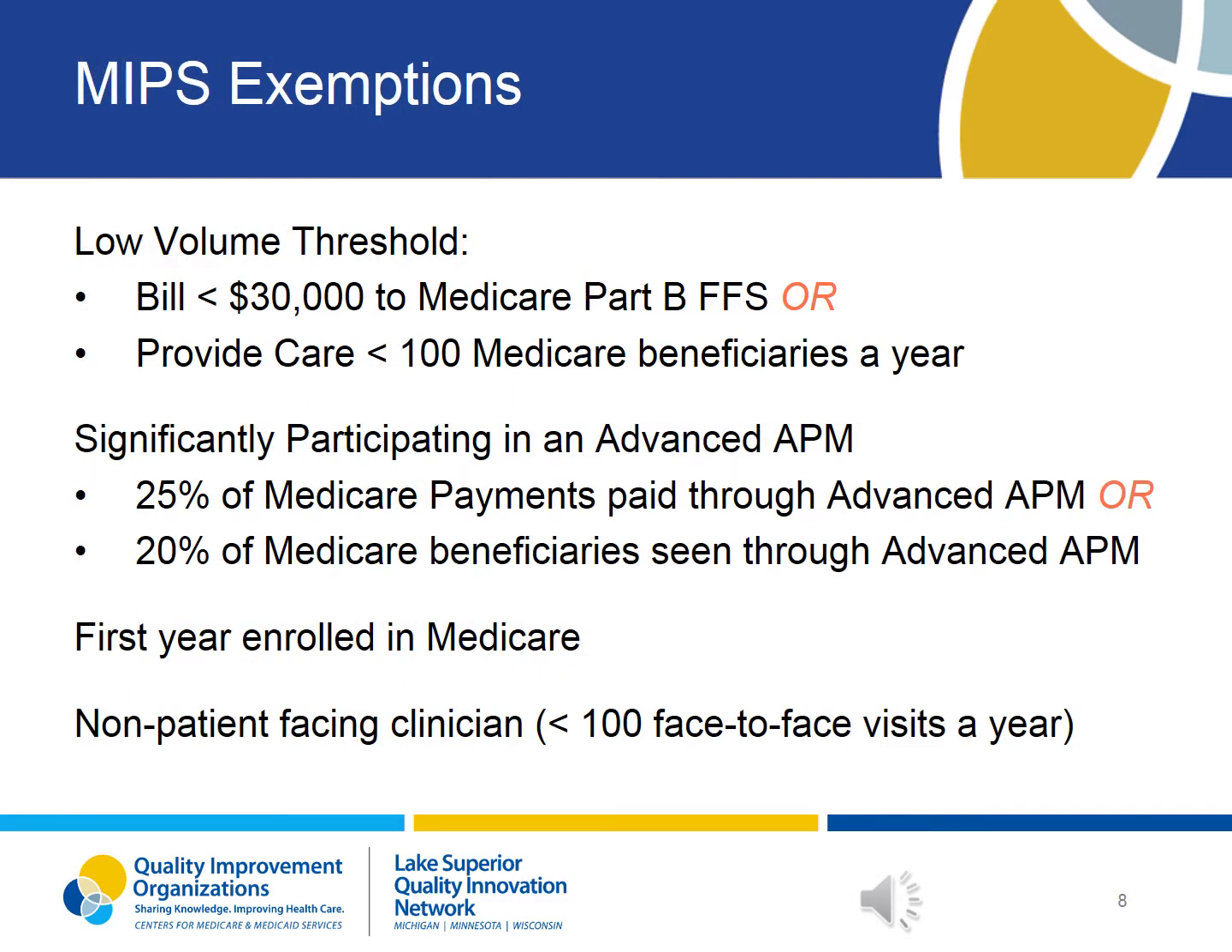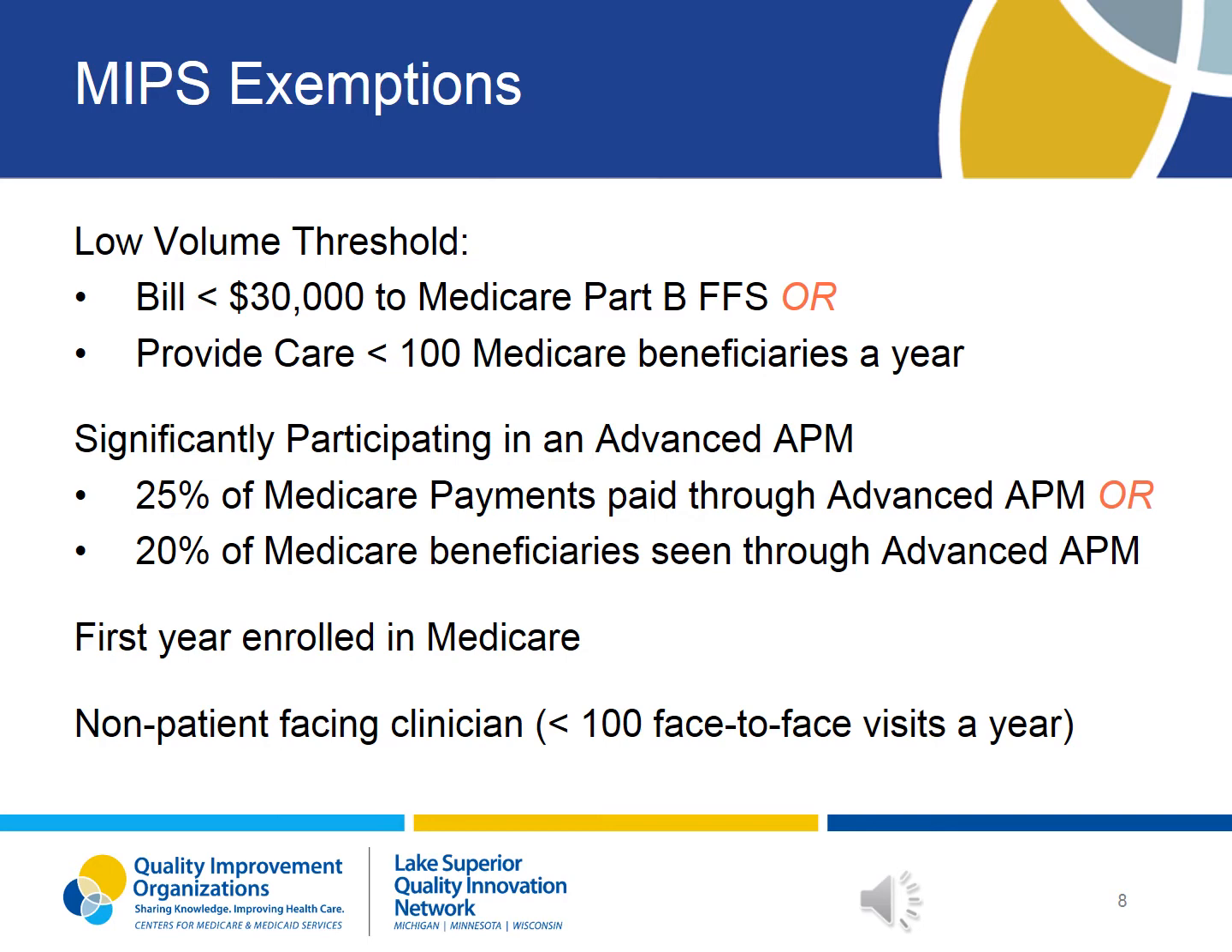On the other side of the coin, let's look at who is exempt from MIPS. If you are a clinician who bills less than $30,000 a year in Medicare Part B allowable charges, or provides care to fewer than 100 Medicare beneficiaries, you would be exempt. If a clinician is below either of these minimum thresholds, they are considered to be exempt.